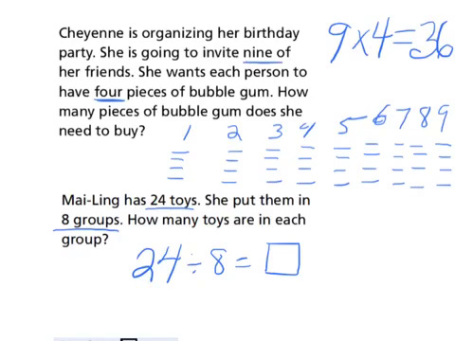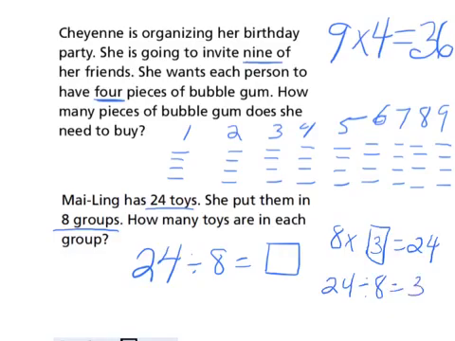All right, so 24 divided by 8 is something. Well, again, fact families is quite helpful here. 8 times what is 24? Well, 8 times 3 is 24, so then we know that 24 divided by 8 is also going to equal 3. So how many toys were in each? 3 toys.